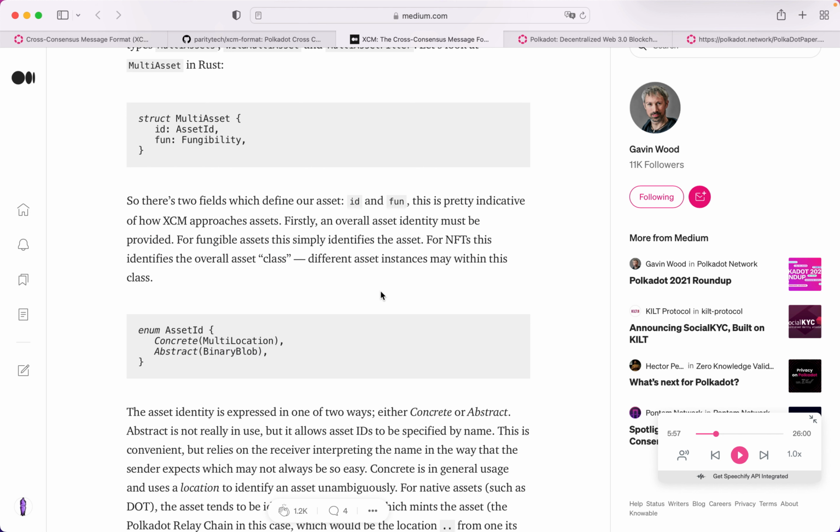So there's two fields which define our asset, id and fun. This is pretty indicative of how XCM approaches assets. Firstly, an overall asset identity must be provided. For fungible assets, this simply identifies the asset. For NFTs, this identifies the overall asset class. Different asset instances may exist within this class.